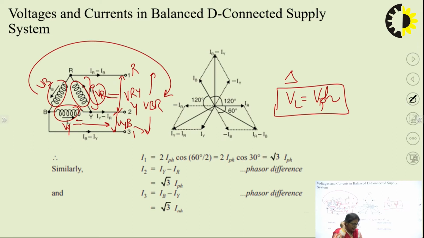Can I say the same for the currents, that the line current must be equal to the phase current? Can I say that? Let's check that out. Now, where would be the line currents?